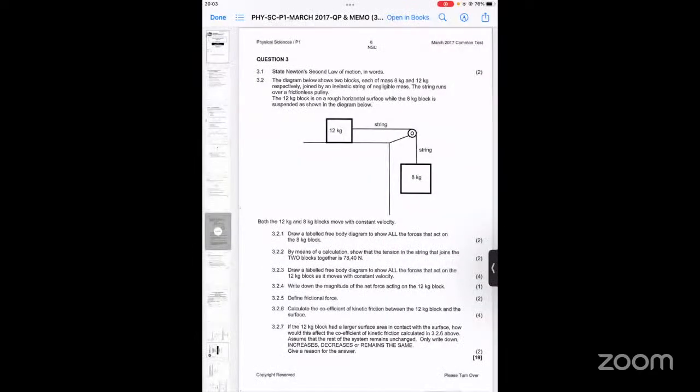Okay, so this is what I'm having, which I would like for us to very quickly go through, and you guys are going to be working on it in my presence. As you work on it and you struggle, you let me know, then I will guide you accordingly. So question number 3.1, it says, state Newton's second law of motion in words. I'm assuming that by now we all know how to state it.